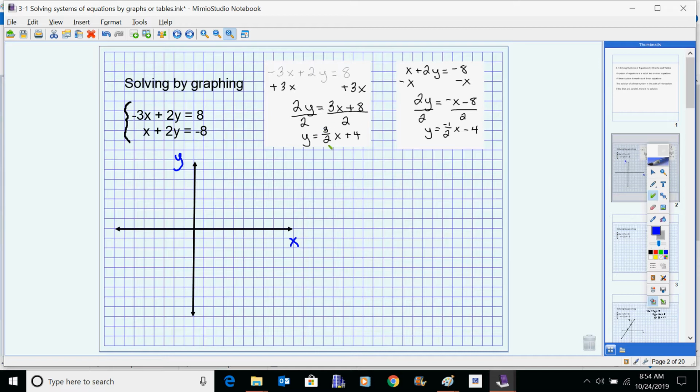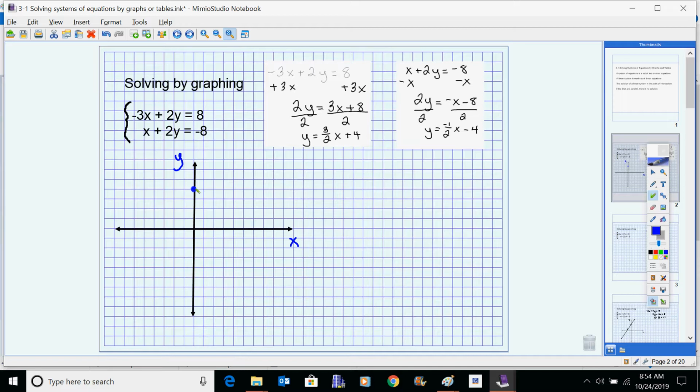So here we have y equals 3 halves x plus 4. So where do you start this graph? Oh wait, we made a mistake. No, we didn't. Okay, sorry. Start at 4. 0, 4. 1, 2, 3, 4. So there's our 4.